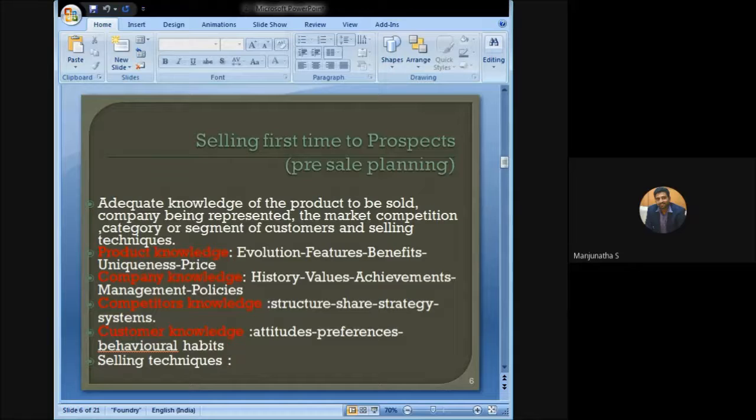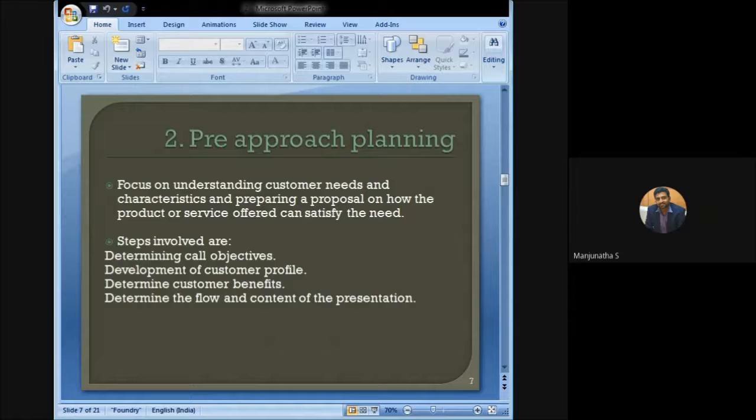We have decided them as prospective customers who are going to purchase the product for the first time. And also customer knowledge: we have to know the attitudes of the customers, preferences of the customer, behaviors and their habits. And also we need to find out the selling techniques, how we are going to sell the products, and which techniques we adopt for the prospective customers. Then the second step in the selling process is pre-approach planning.